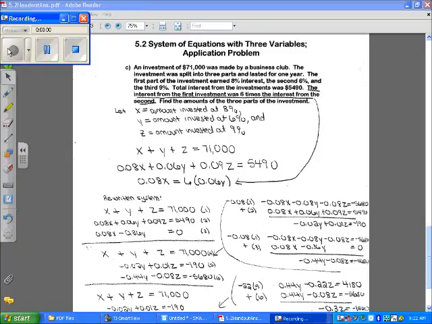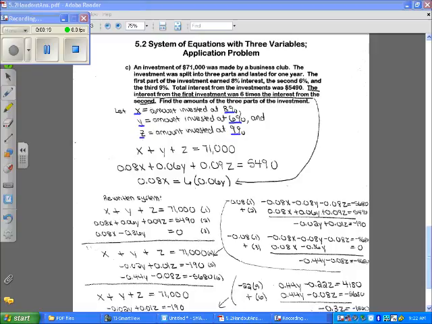This application problem is a system of equations with 3 variables. If you look here, after you have a chance to read it, I went ahead and labeled x, y, and z. So x represented the amount invested at 8%, y is how much is invested at 6%, and z is how much is invested at 9%.